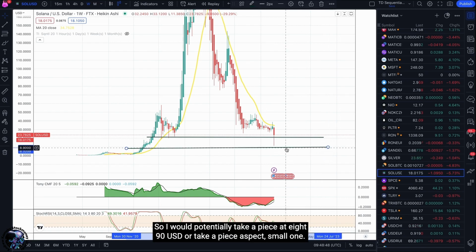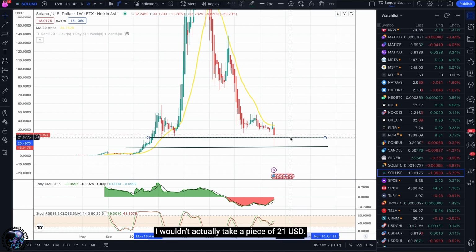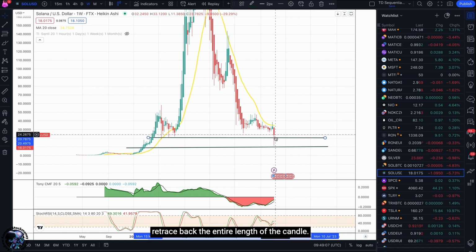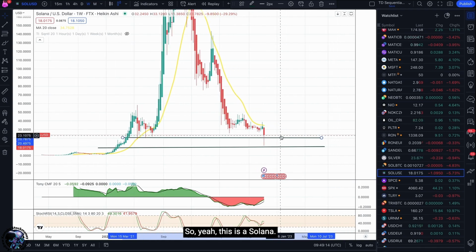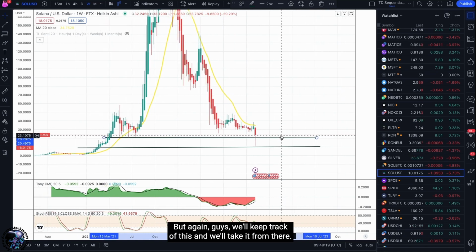And these are them. So I would potentially take a piece at 890 USD, or take a very small piece at $21. I wouldn't actually take a piece at $21. If it cracks 21, which I think it will, because what normally happens is you retrace back the entire length of the candle. So that's what I think will happen. So yeah, this is Solana. There's not much to talk about with Solana, but again, guys, we'll keep track of this and we'll take it from there.